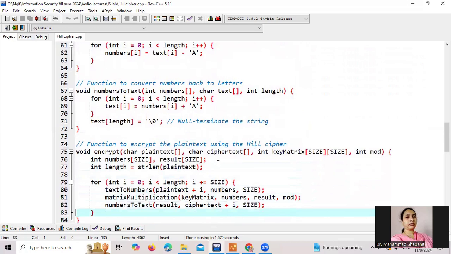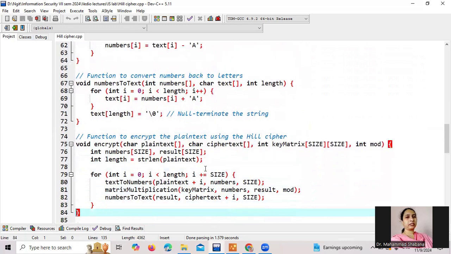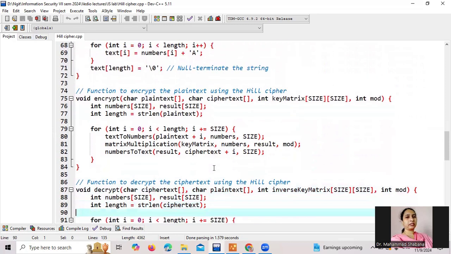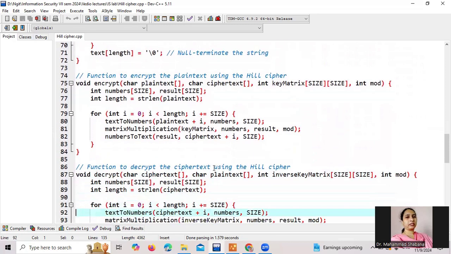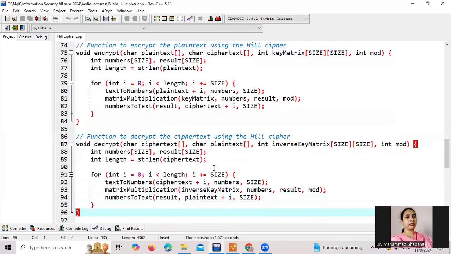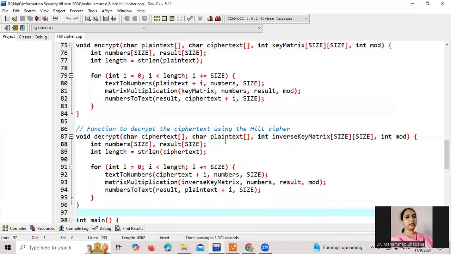And this is the encryption function we are using. We encrypt the letters by processing each 2-character block. It converts text into numeric form, multiplies it by the matrix, and converts the resulting numbers back to letters. Next, we have the decryption function, which decrypts the ciphertext by using the inverse key matrix in place of the key matrix to recover the original text.